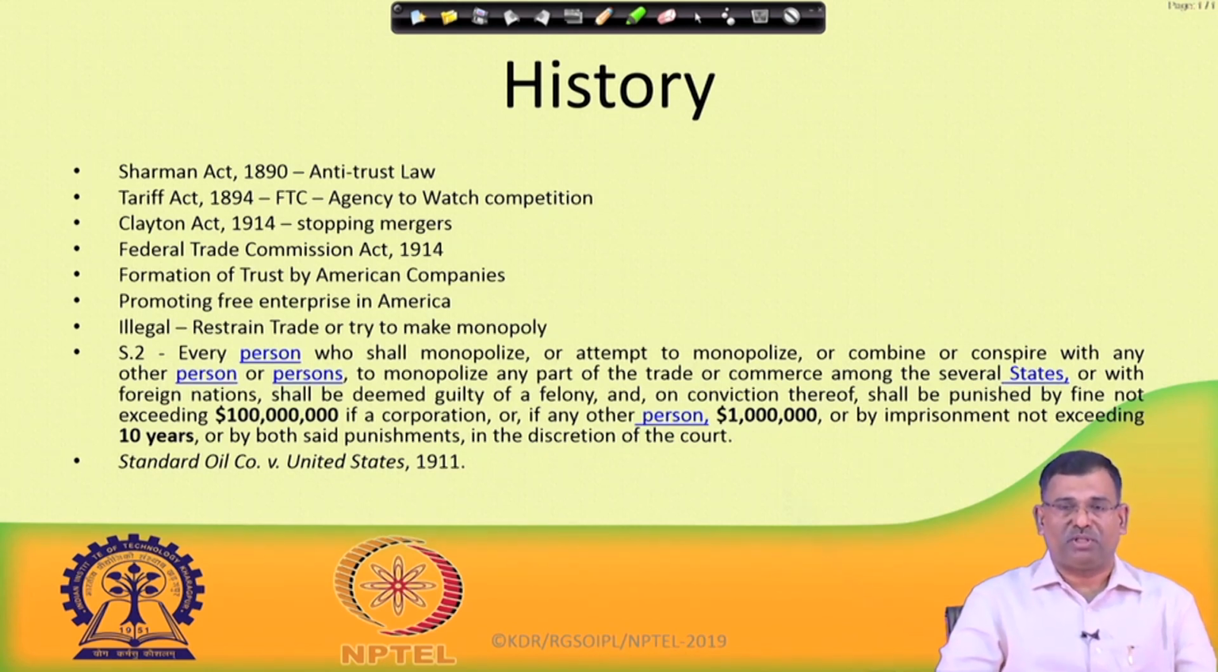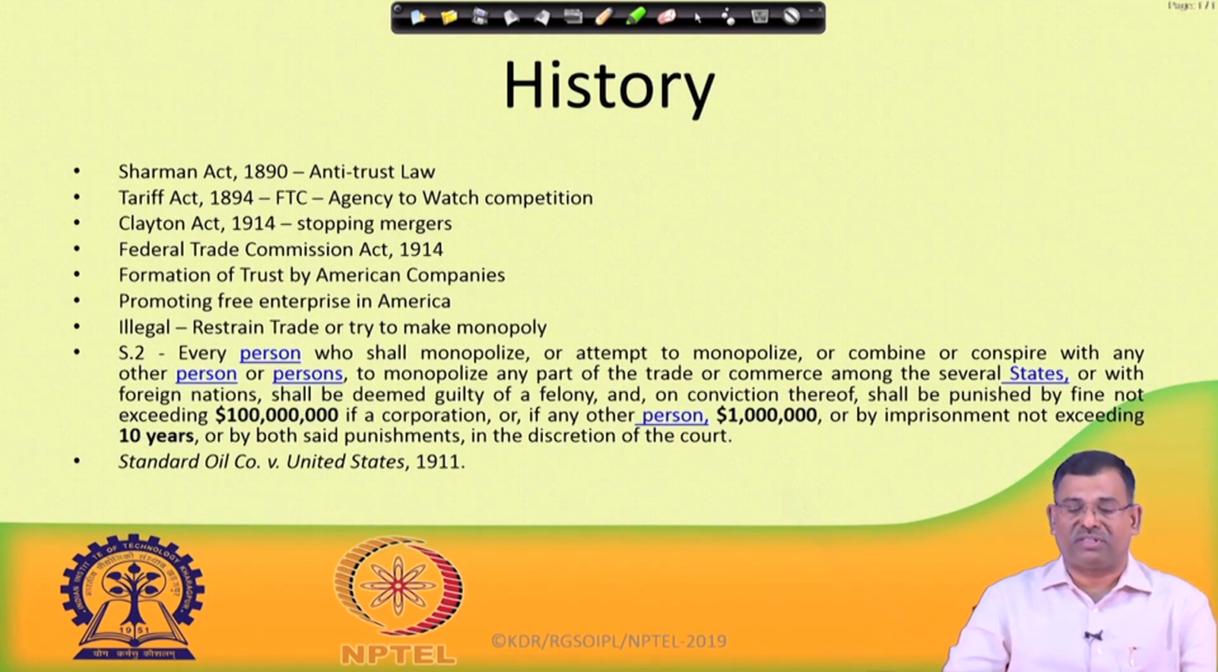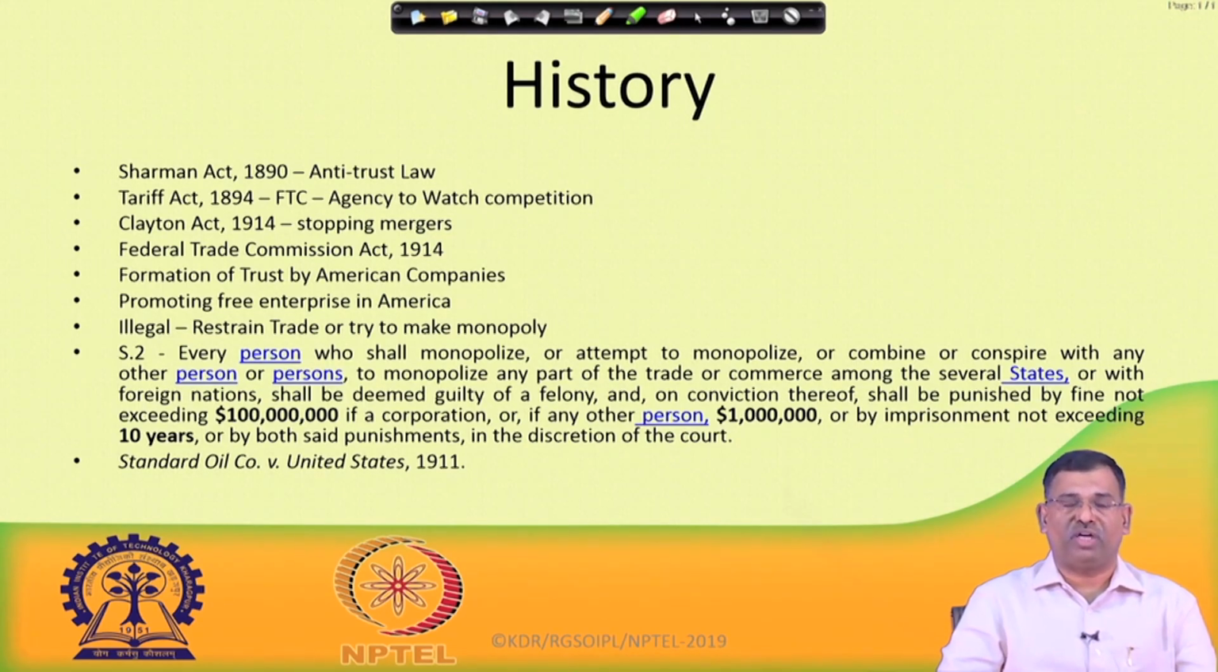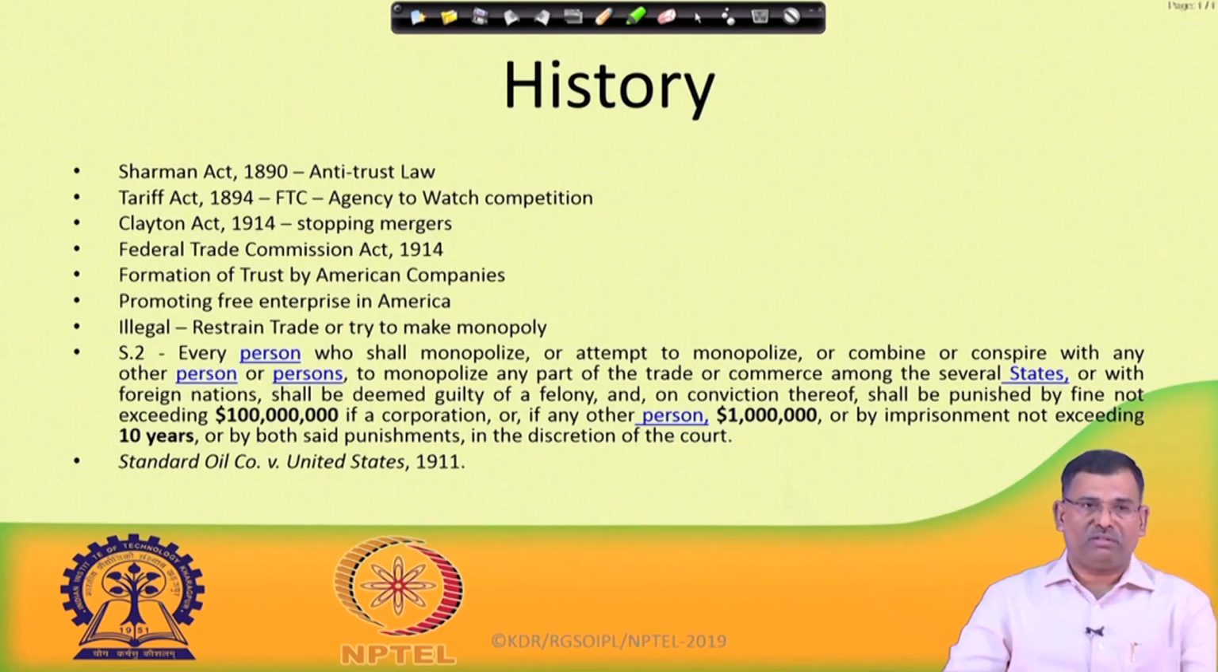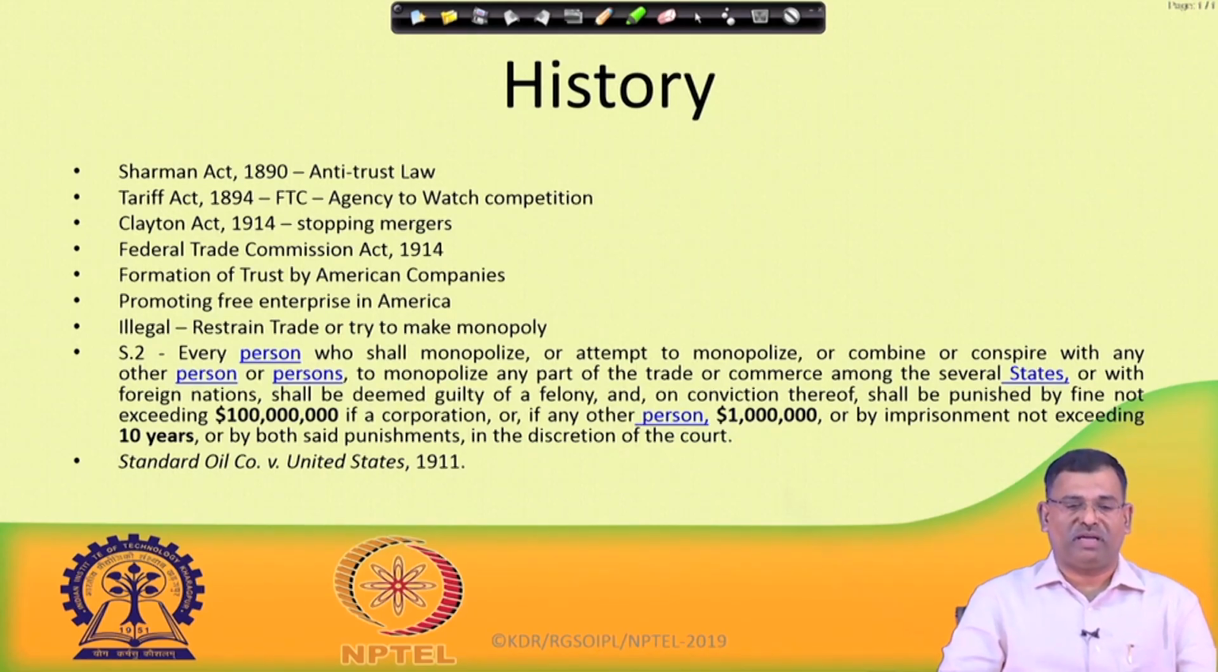Remember, this particular legislation made restraint of trade a felony. There is a huge fine and there is a jail term for indulging in such kinds of activities. And later on, these trusts, again in order to avoid the Sherman Act, formed mergers between different trusts in order to avoid the provisions of the Sherman Act.